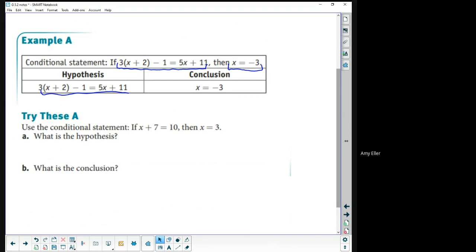So notice the word hypothesis, the word if is not written here. The word then is not written here. It's what follows if and then. Let's do one ourselves. Use this conditional statement. If x plus 7 equals 10, then x equals 3. What is the hypothesis? X plus 7 equals 10. Super easy. Don't write if, just write what follows it.